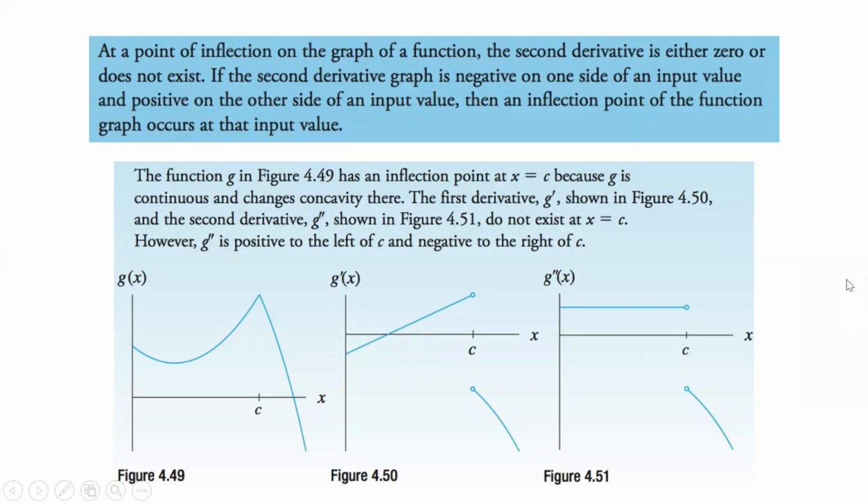All right, so at a point of inflection on the graph of a function, the second derivative is either going to be 0 or it's not going to exist. Now, if the second derivative is negative on one side of an input value and positive on the other side, then we have an inflection point of the function occurring at that value. And so here's our second derivative. One side we're positive, the other side we're negative, and that means there's going to be a point of inflection at c, and we can see that in our original graph, we did have that point of inflection. It's going from up and then down, and so that would be our case there.